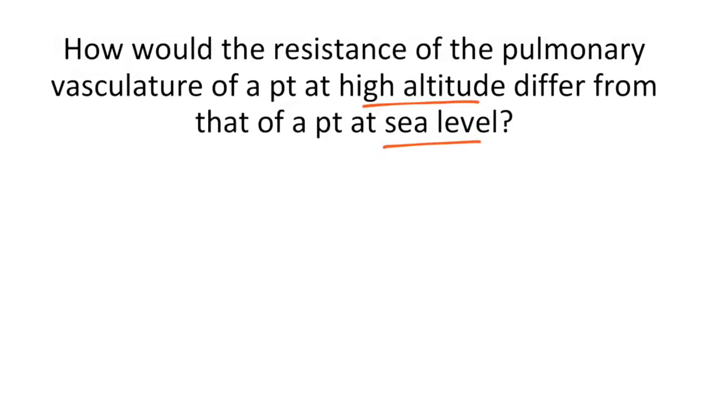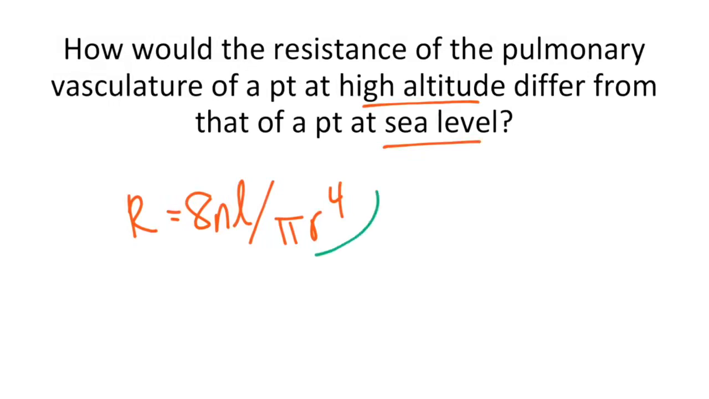We'll get into the resistance equation in more detail later in this chapter, but recall from cardiology that resistance equals 8 times viscosity times the length divided by pi times the radius to the 4th power. We can see from this equation that the radius of the vessel is the most important factor that alters resistance. If the radius of the vessel decreases, then the resistance increases.